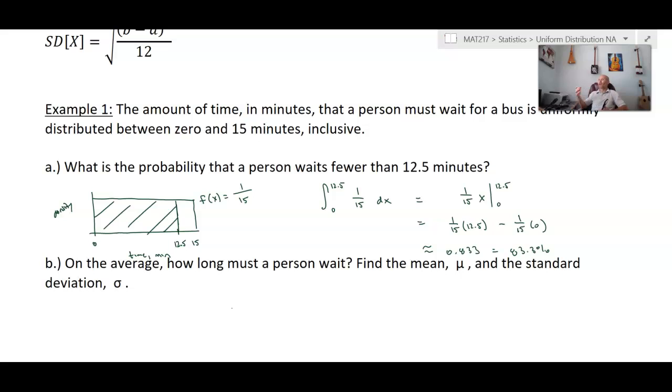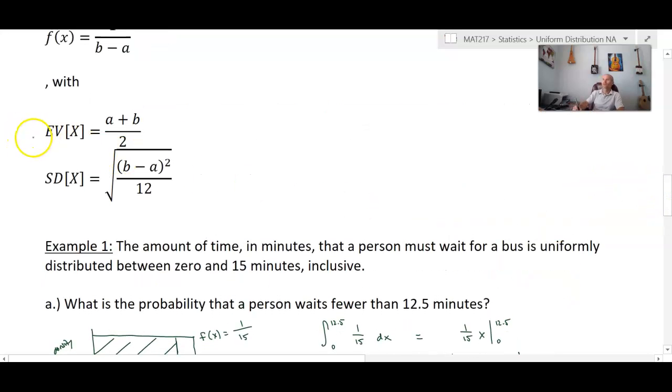But we might want to ask, well, on average, how long must a person wait? If I go there every day and I kept track of how long I waited, and I recorded it and then took the average of all of my wait times over the course of, say, a week or a month, what would that be? Find the mean, mu, and the standard deviation, sigma.